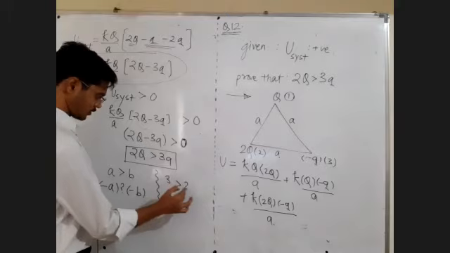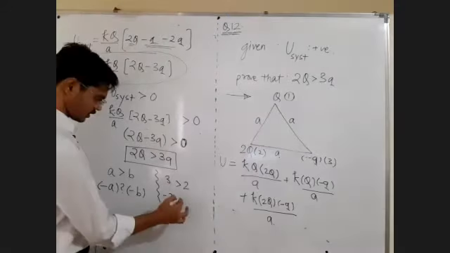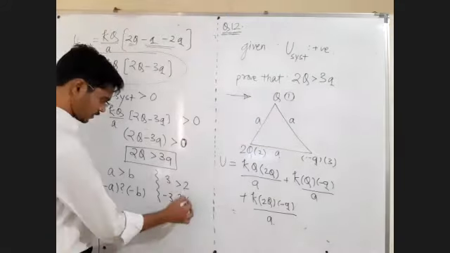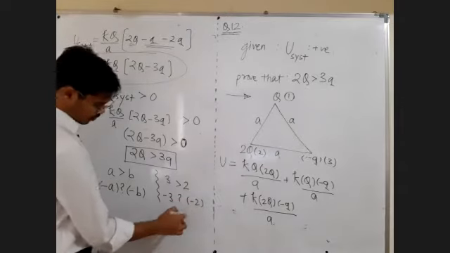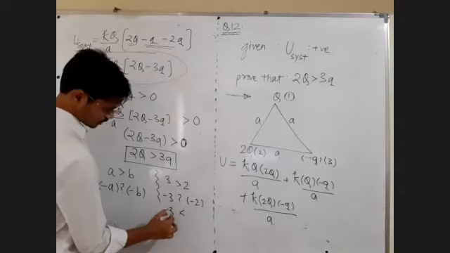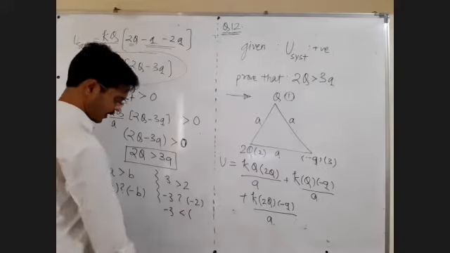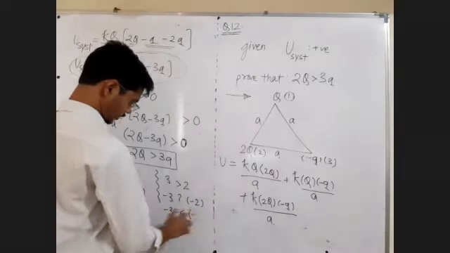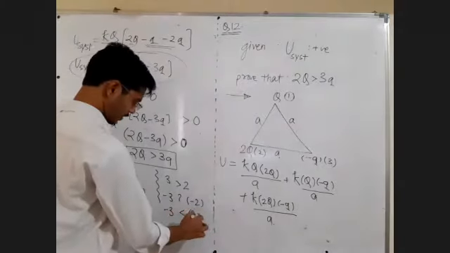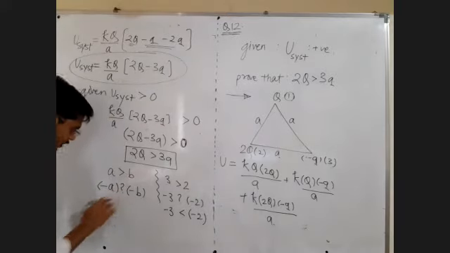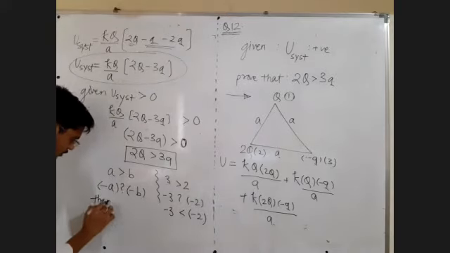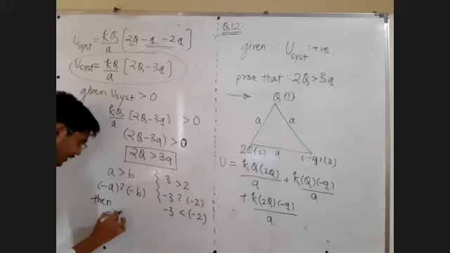3 is more than 2. Then minus 3 compared with minus 2, what is it? Oh, sir, minus 2 is more. This means inequality changes if you multiply by a minus sign. If A is more than B, then minus A will be less than minus B.